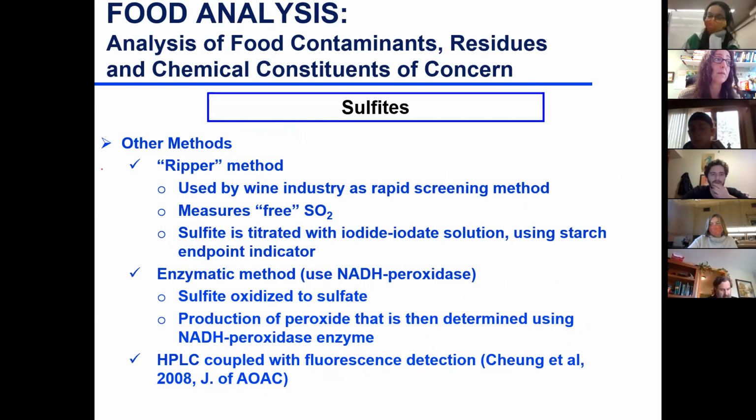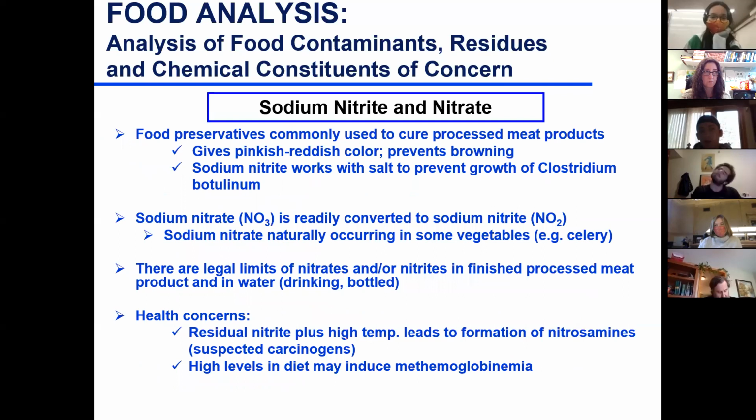There are other methods. There's the Ripper method, which is commonly used in the wine industry. It measures free SO2. This is specific. It is based on a titration. Enzymatic method. This is another method that measures sulfites and utilizes NADH peroxidase enzyme. HPLC coupled with fluorescence is another method as well.